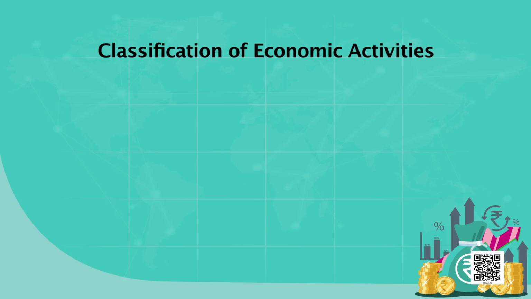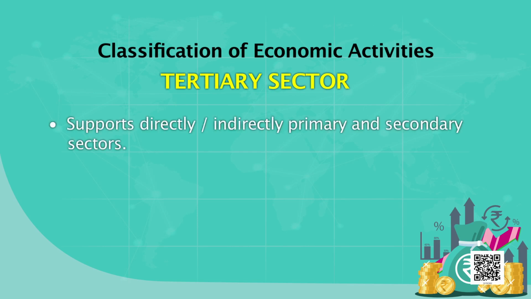The third category of activity comes under the tertiary sector. The tertiary sector activities are all those activities which are supporting the primary sector and the secondary sector. For example, let us take an example of transport. How did you come? You must have come by a bus. So the bus is a part of the transport sector.